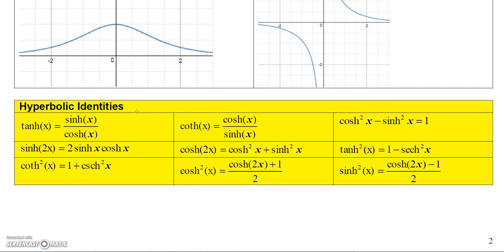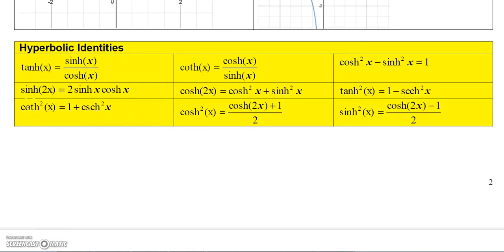Now here are a few hyperbolic identities. Hyperbolic tangent is hyperbolic sine over hyperbolic cosine. Hyperbolic cotangent is just the reciprocal of that. Hyperbolic cosine squared x minus hyperbolic sine squared x equals 1. You might see that some of these identities seem similar to the trig identities, but they're not. You can't assume that they all follow the same pattern that the trig identities do, because notice here with trig we would say cosine squared plus sine squared equals 1, but here we're saying hyperbolic cosine squared minus hyperbolic sine squared is 1.